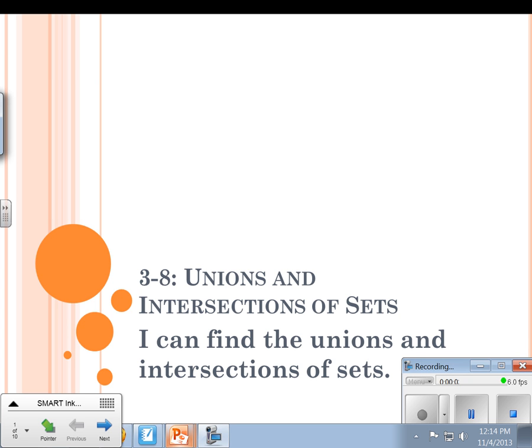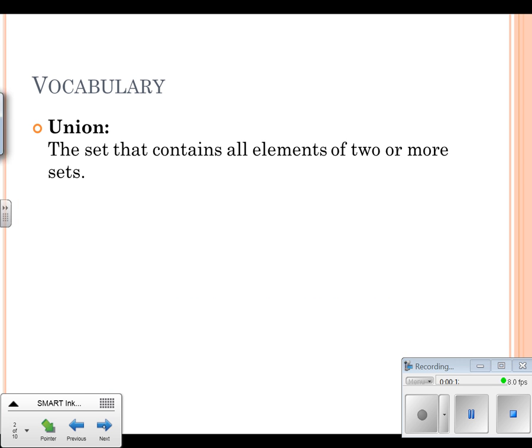In this video 3.8, we will be working with unions and intersections of sets. By the end of the video and work time in class, you should be able to say, I can find the unions and intersections of sets.